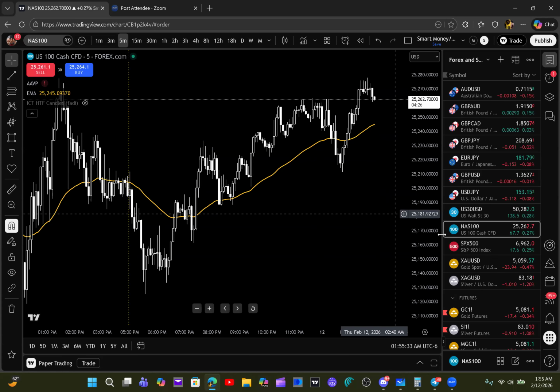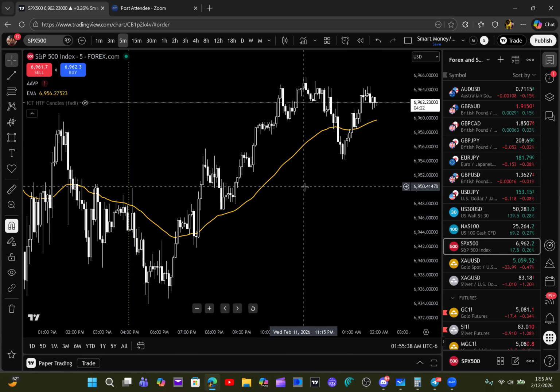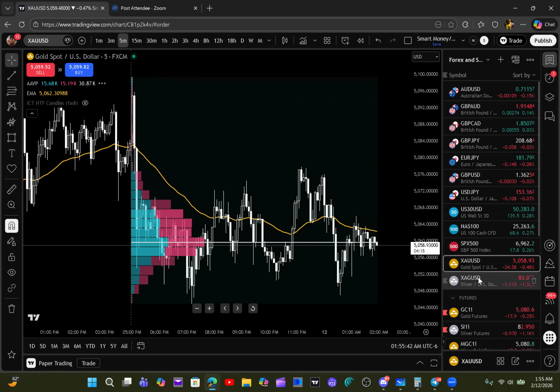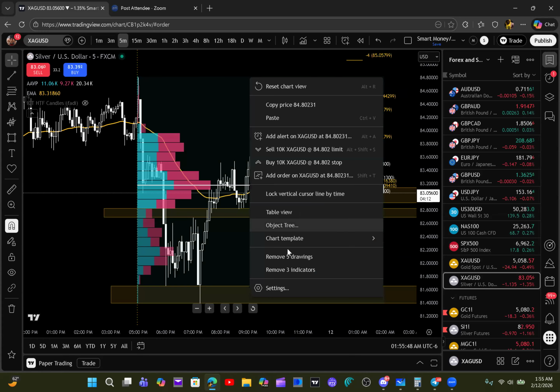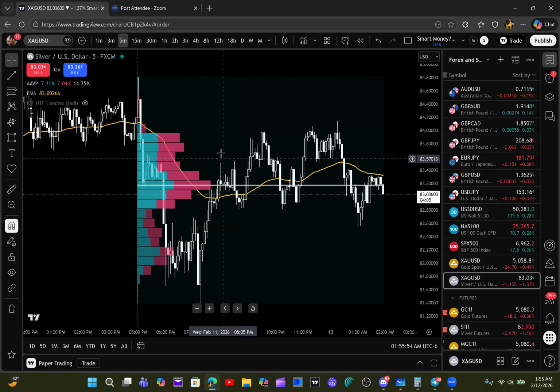NAS 100 doesn't really show nothing. And the last one, SPX 500, doesn't show nothing at all. Gold, I think we looked at gold on futures and Bitcoin. No, I mean gold and silver. Silver was looking pretty good.